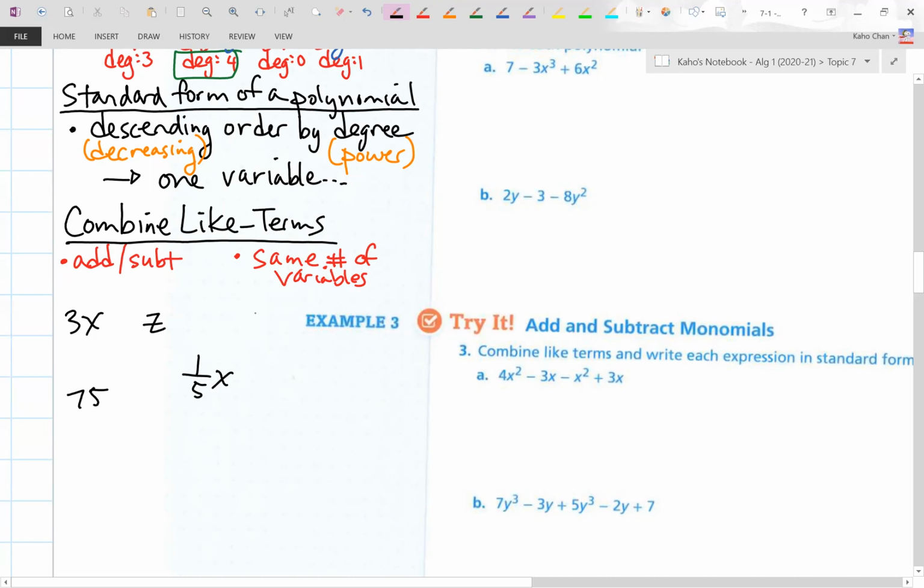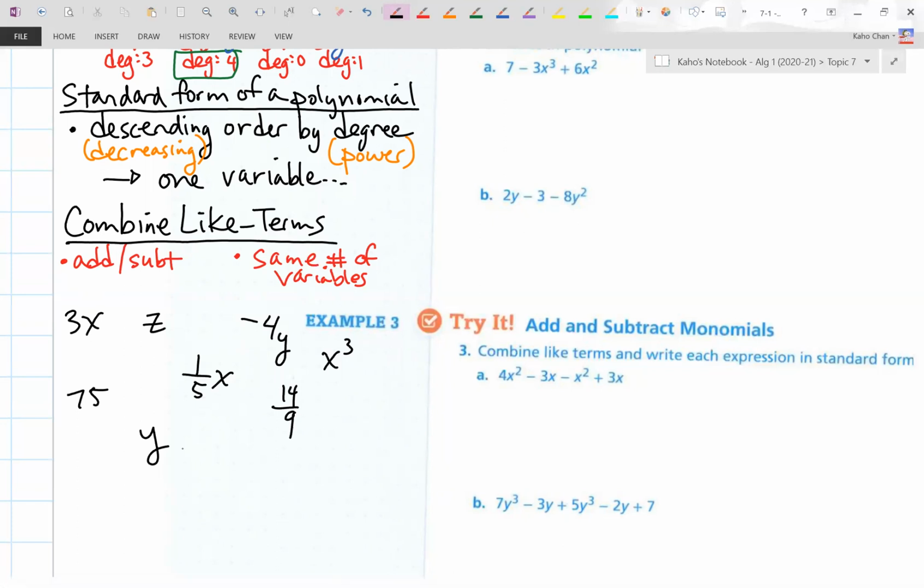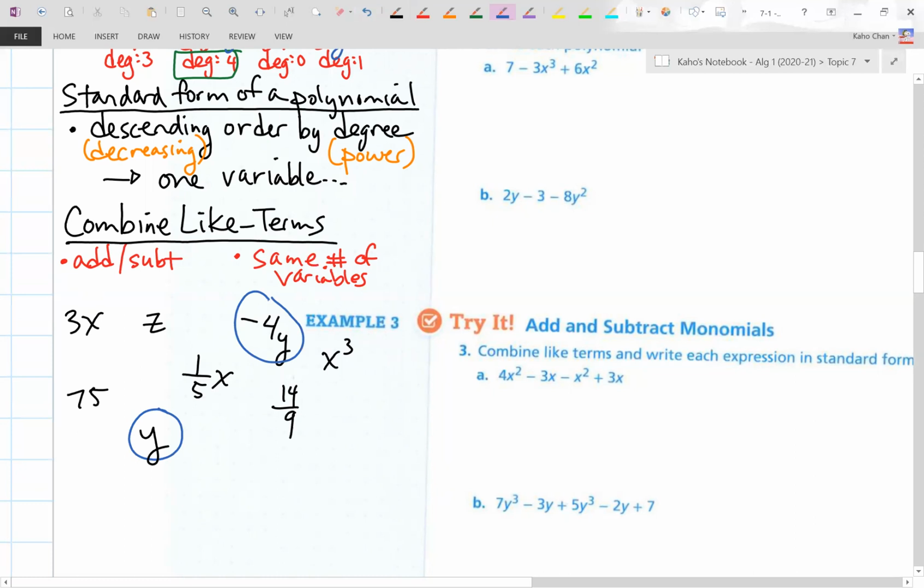Here, I'm going to just randomly throw some things around. See what we can do with this. All right, so I kind of threw like 8 terms up there. We want to see which ones are like terms that you can add and subtract. So one thing that pops out at me is the letter y. You guys see the letter y? Those are like terms, y and negative 4y. If I add them, you get negative 3. If I subtract them, I get negative 5 or positive 5, depending on which way you're going there.